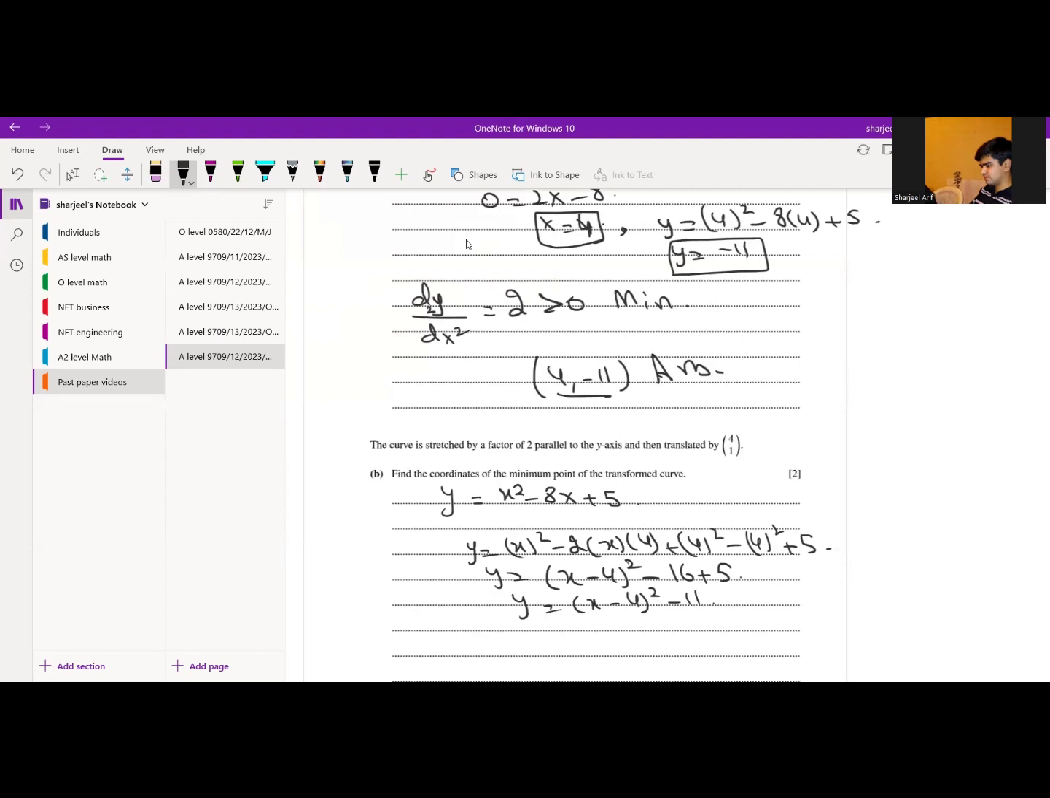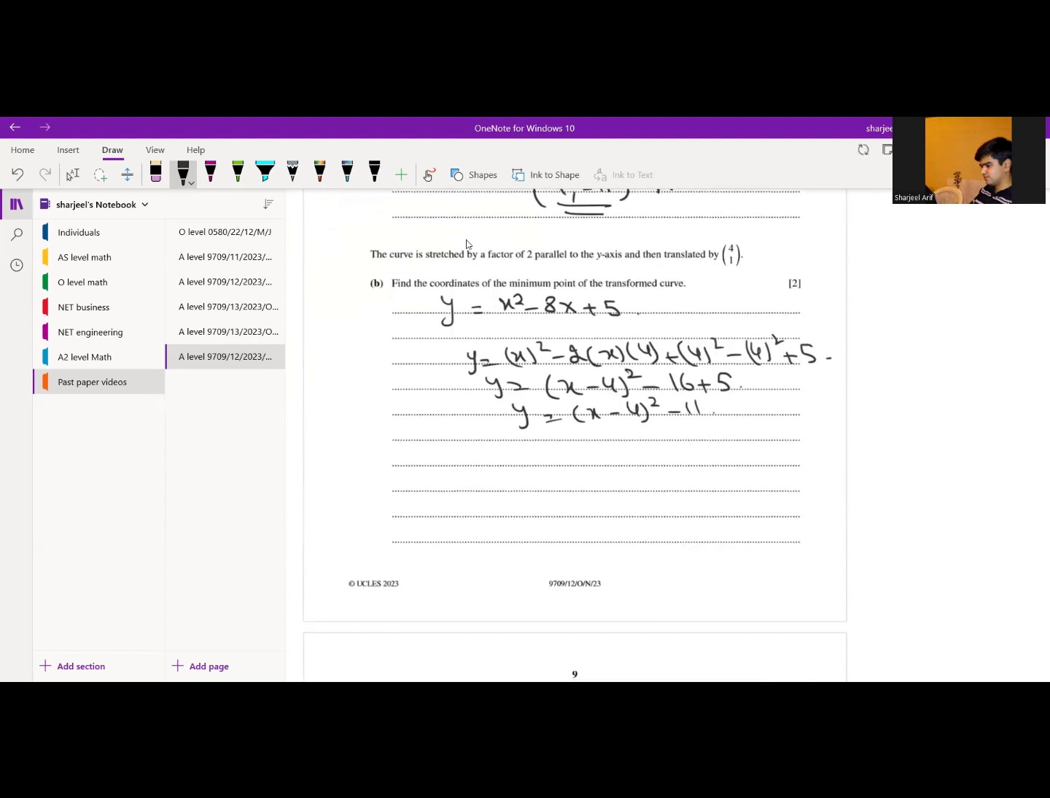You can use these points as well, because the vertex form gives the coordinates of the minimum point. So you can use these two as well to directly write it as x minus 4 whole square minus 11. So now first we have to stretch this equation by 2 in y-axis. So equation will become 2 into x minus 4 whole square minus 22.